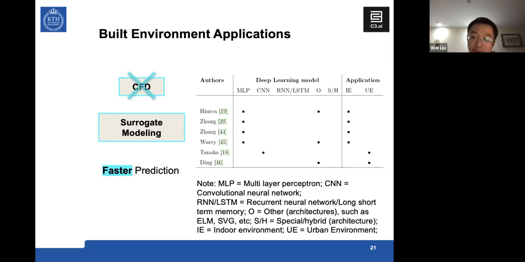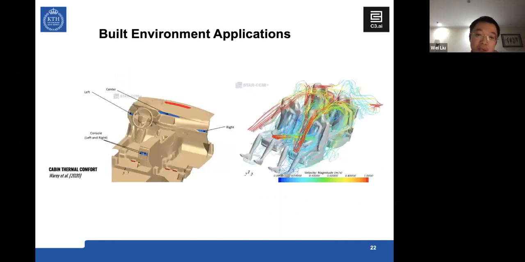And also because of the inexpensiveness, surrogate modeling is a major focus of the current research on built environment applications. But there are certainly other possible ways to make use of the deep learning architecture.